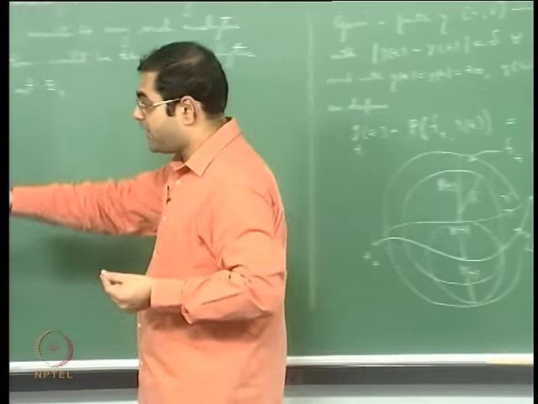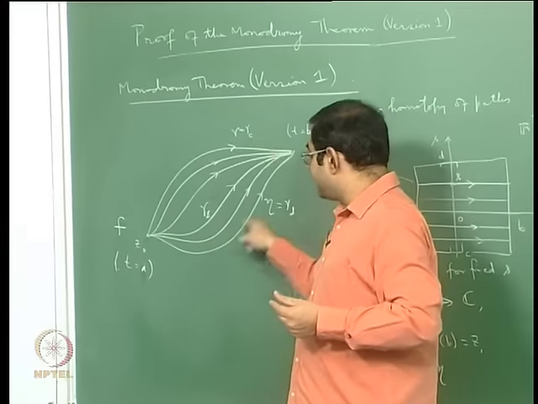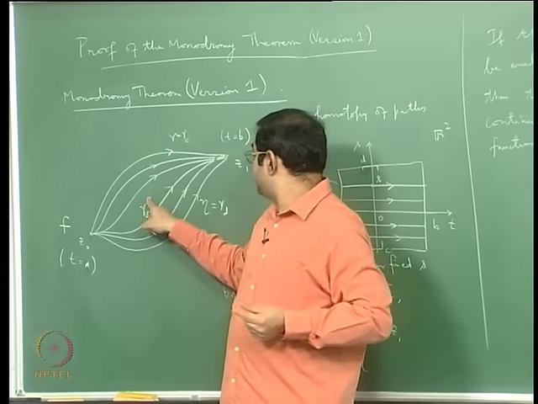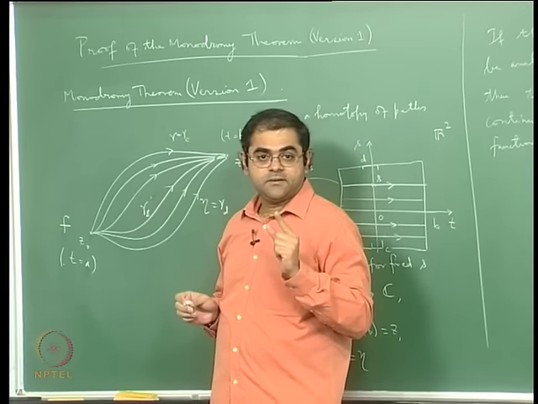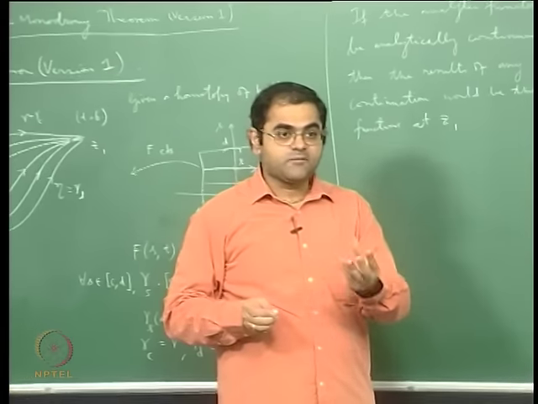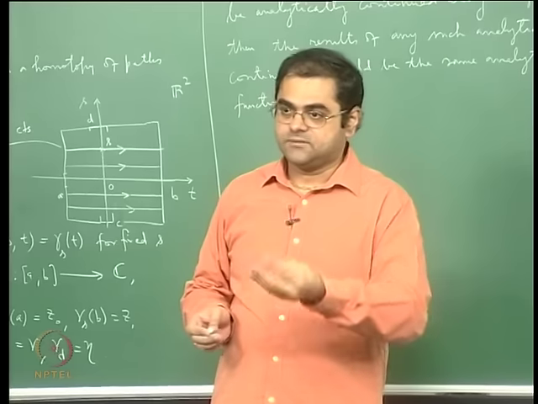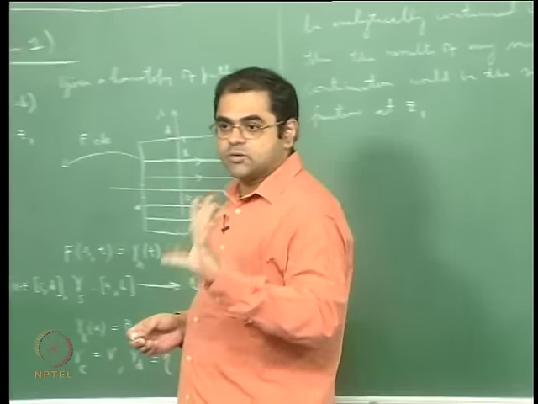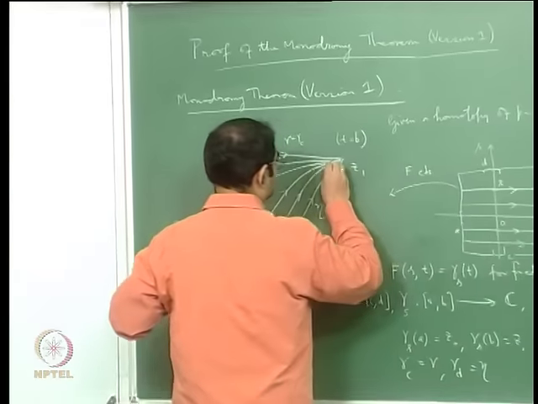There should not be a point in this leaf-like region that I have drawn where there is obstruction to analytic continuation. There should not be a point where I cannot continue the function that I am worried about. Okay, that should not be there. So there should be no obstruction to analytic continuation.